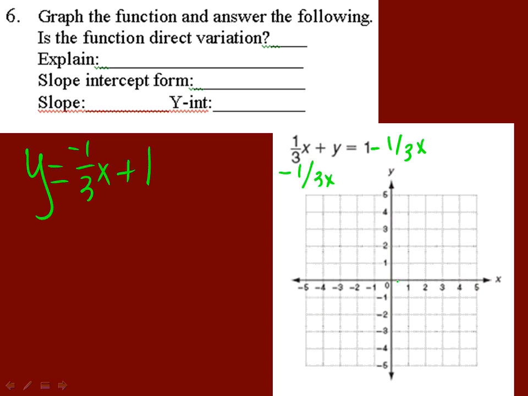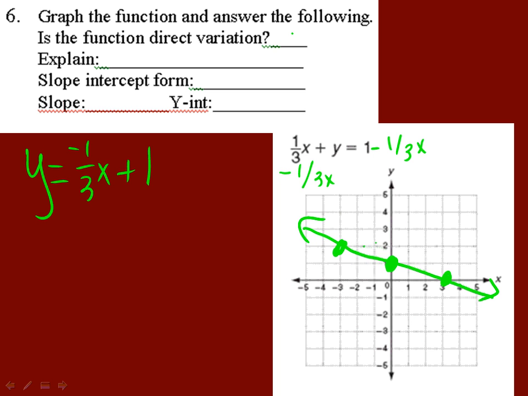To graph it, I'm starting on the y-axis at 1. I can go up 1, left 1, 2, 3. Or I could go down 1, right 1, 2, 3. And Sammy, what can I not do? You can't go down and left.